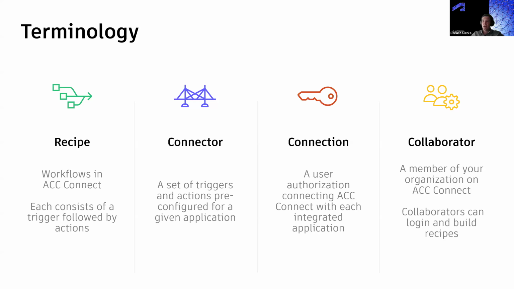Then we have the connection, and a connection is more directed to the authentication details that link your ACC Connect to the external application. A single connection can be reused across multiple recipes. So in short, the connector defines how you interact with the app. The connection defines which app instance you are accessing and with what credentials. And you also have the collaborator, a user that accesses the ACC Connect environment and is able to create or manage the recipes created for your automation workflows.